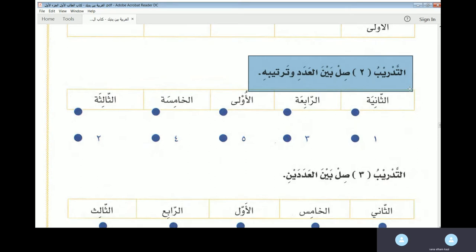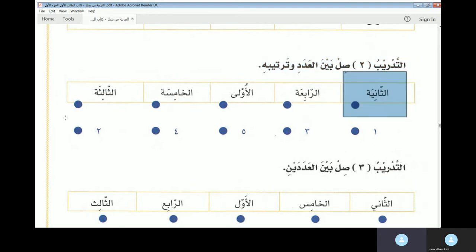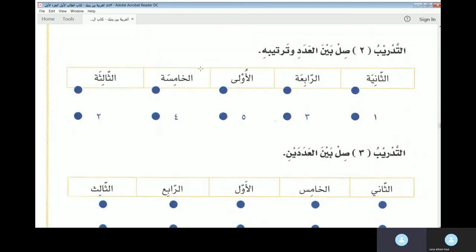التدريب الثاني سل بين العدد وترتيبه. Connect between the numbers and its position, its place. So thaniya will be joined with isnan, ar-rabi'a will be joined with arba'a, al-ula will be joined with wahid, like this. Okay.